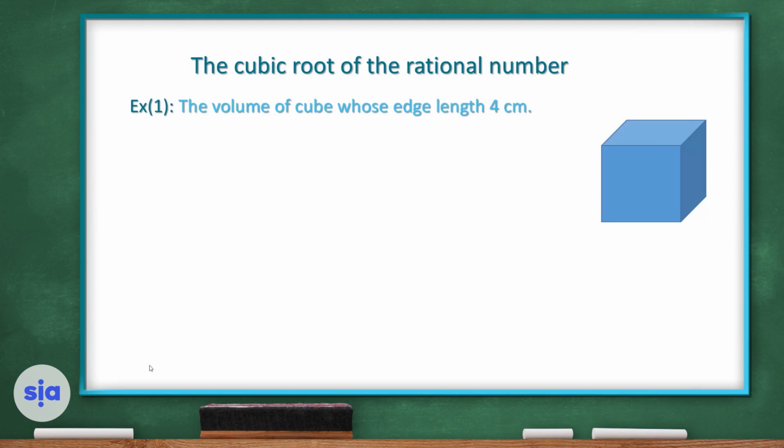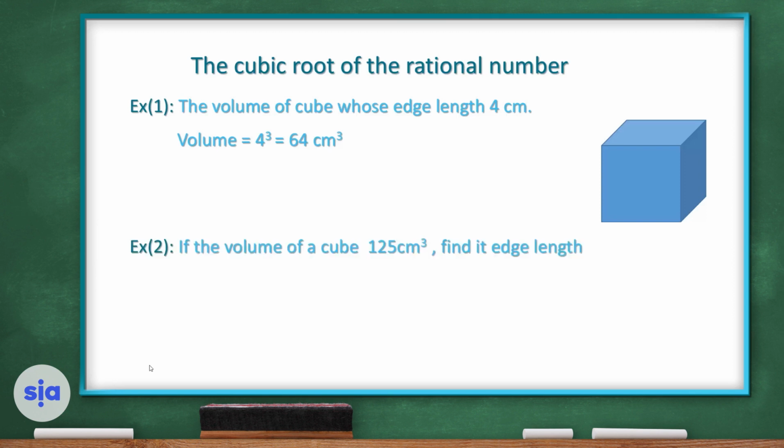In this example, the question is asking me to find the volume of a cube that has an edge length of 4 centimeters. So let's remember together what is the rule of the volume of a cube, or how can we get the volume of a cube. Yes, the volume is the side to the power of 3, then it's 4 to the power of 3, so the volume of this cube is 64 centimeters cubed.